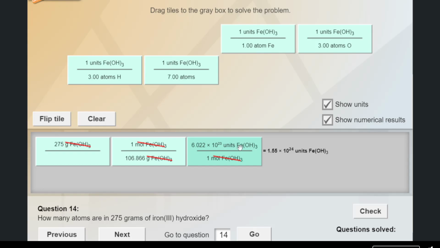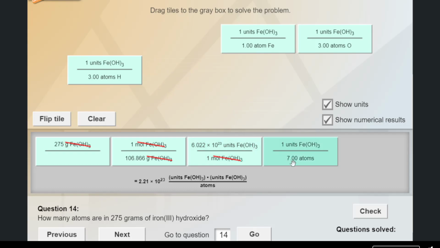That's formula units. So at this point, what we've done is we have determined that in 275 grams, there are 1.55 times 10 to the 24 formula units of iron 3 hydroxide, but we want atoms. So how many atoms do we have? For every formula unit, you have 1 iron, 3 oxygen, and 3 hydrogen, so that's 7 atoms. So for every 1 formula unit of iron 3 hydroxide, there's 7 atoms. Since we have formula units on top, we need formula units on bottom, so we flip the tile. Look at this, we have 1, 2, 3 steps, 3 conversion factors in this problem.